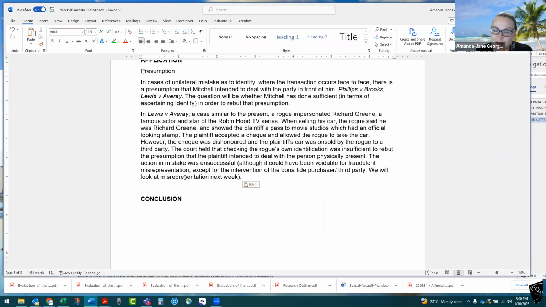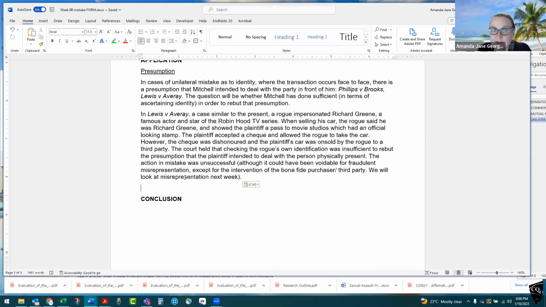The plaintiff accepted the check, allowed the rogue to take the car. However, the check was dishonoured and the plaintiff's car was on-sold by the rogue to a third party. So something similar to that scenario I described right at the beginning. The court held that checking the rogue's own ID was insufficient to rebut the presumption that the plaintiff intended to deal with the person physically present. The actual mistake was unsuccessful.